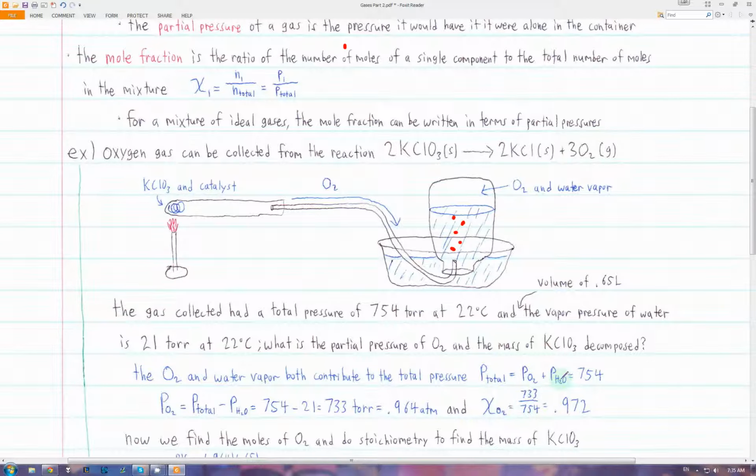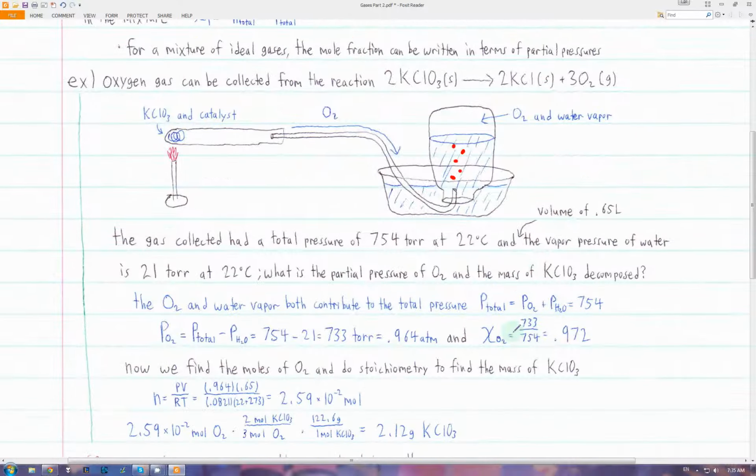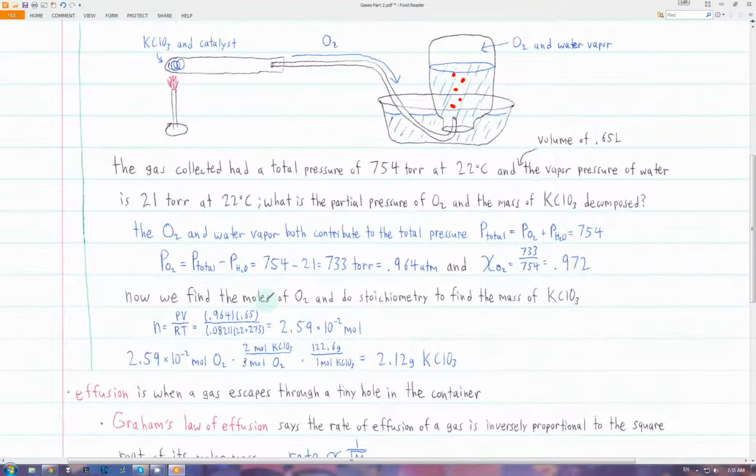So now to find the mass of KClO3, we need to do some stoichiometry. So first we need to find the moles of O2, and we can do that with the ideal gas law. Solving for n equals PV over RT. And so we plug in those quantities that were given to us. So the moles of O2 is 2.59 times 10 to the negative 2 moles. And then we do some stoichiometry using the molar ratio and then the molar mass of KClO3 to get 2.12 grams of KClO3 were decomposed to produce this much oxygen gas.